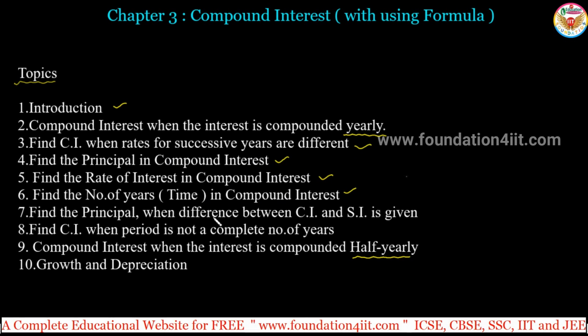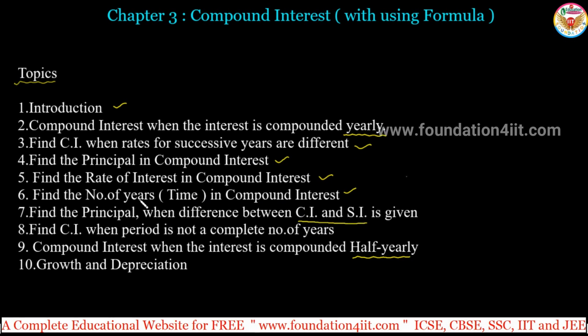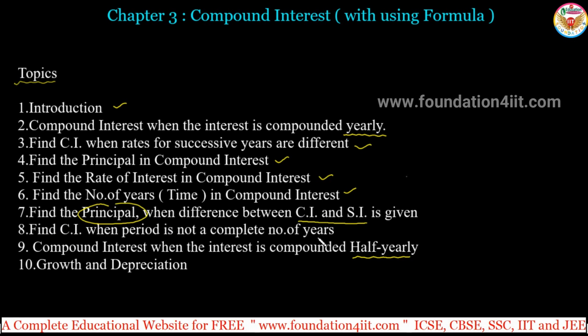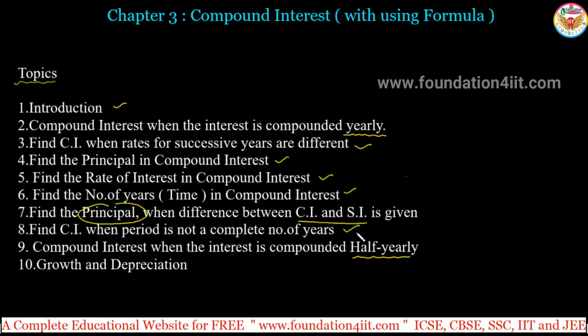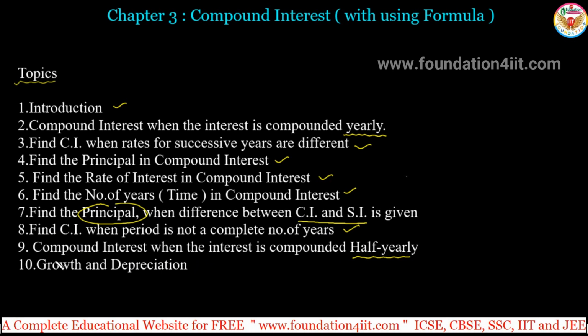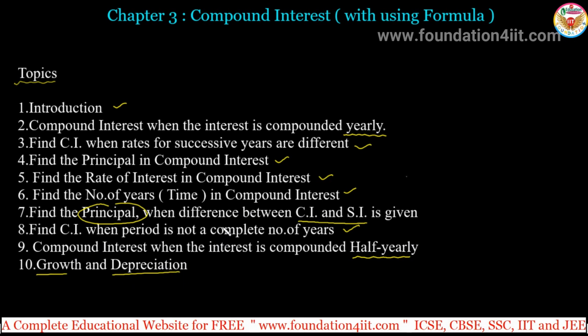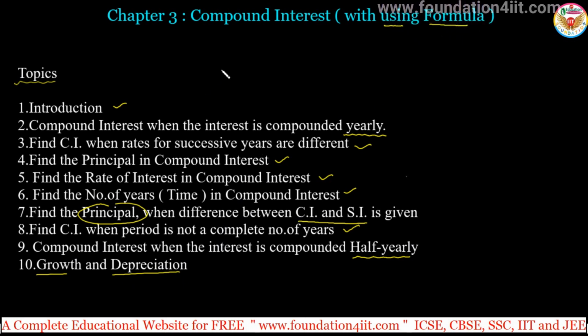And the important thing is, when the difference between compound interest and simple interest is given, how to find the principal. And find compound interest when the period is not a complete number of years, like 2 years 4 months, 3 years 6 months. These types of questions we will see here. Again, compound interest when interest is compounded half yearly we'll see. And next is growth and depreciation. So these two topics include different methods, and questions will come on how to solve using the formula. Using the formula and how to remember the formula also, let us learn one by one from this chapter.